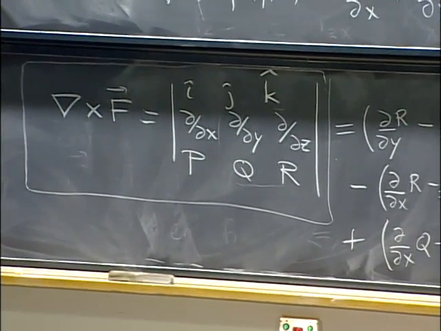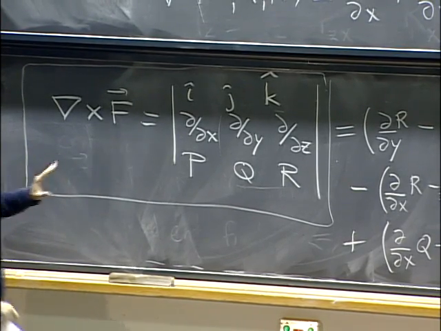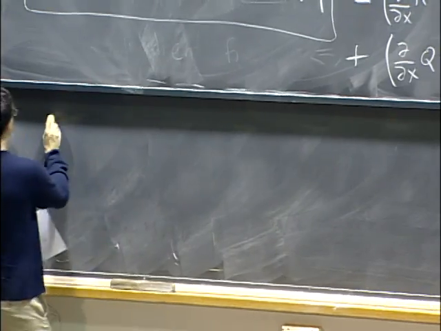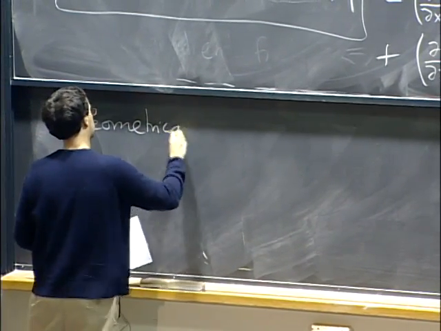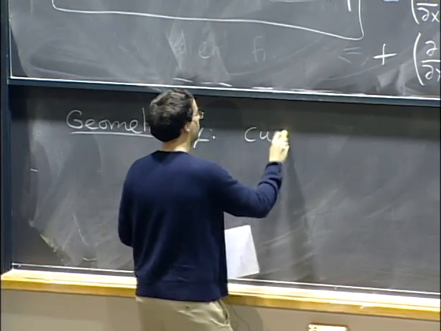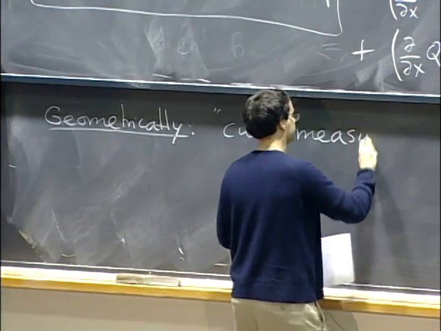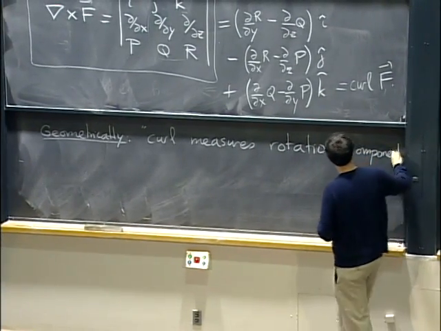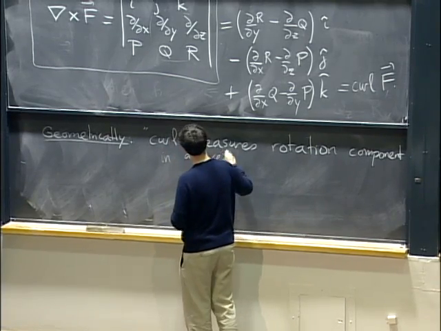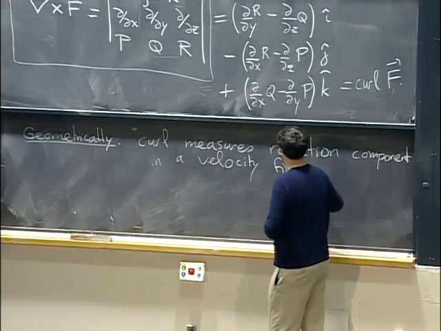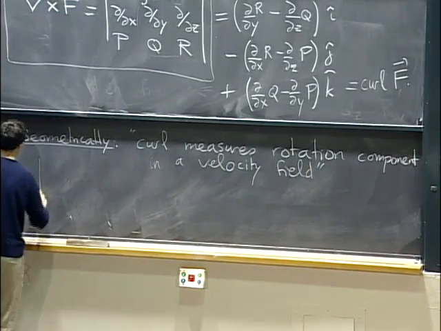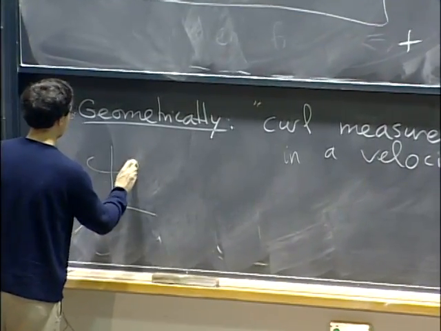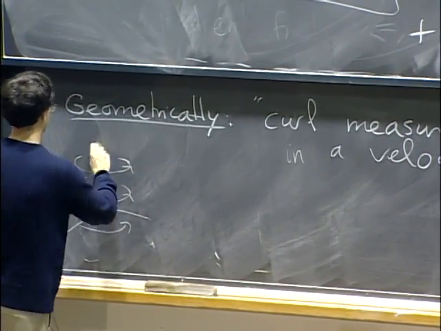Okay. So what's the geometric interpretation of curl, just to finish? So in a way, I will say curl measures the rotation component in a velocity field. So an exercise that you can do, it's actually pretty easy to check. Say that we have a fluid that's just rotating about the z-axis uniformly. Okay, so your fluid is just rotating like that about the z-axis.